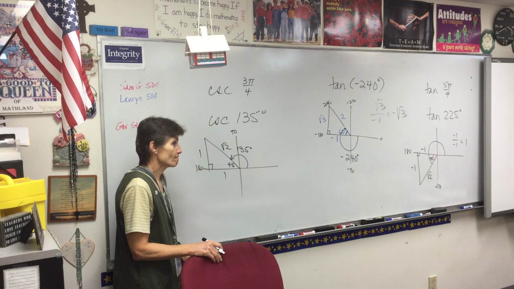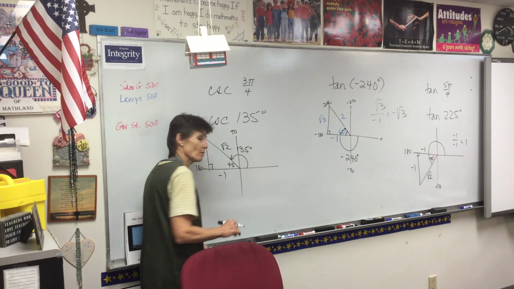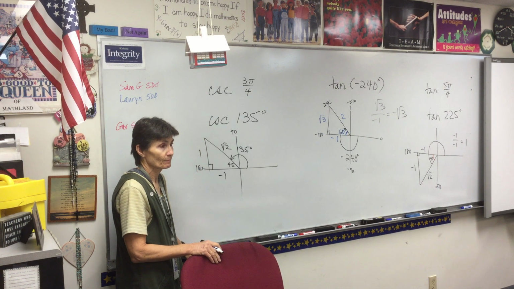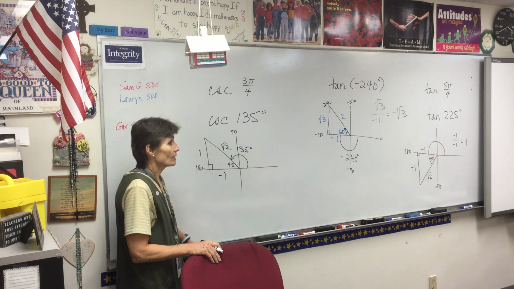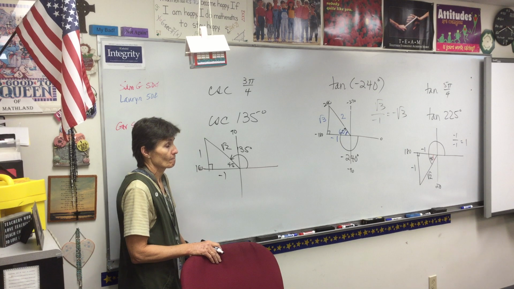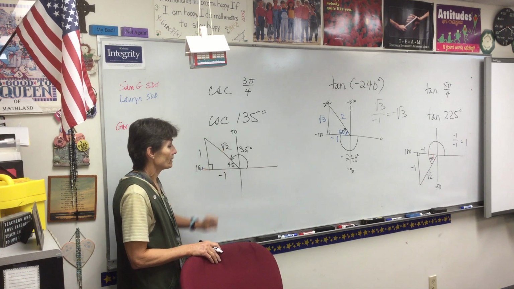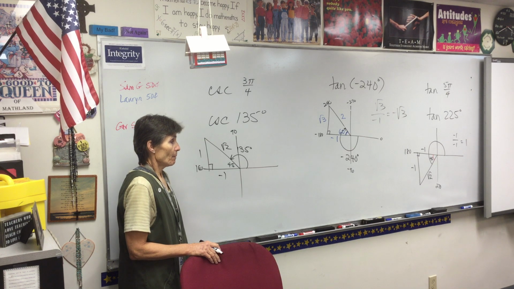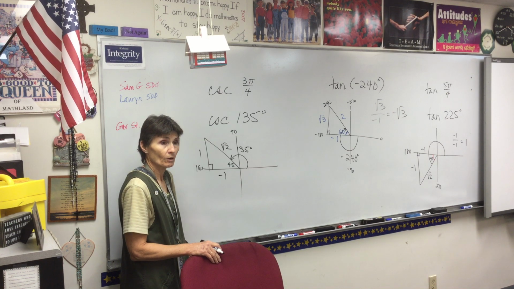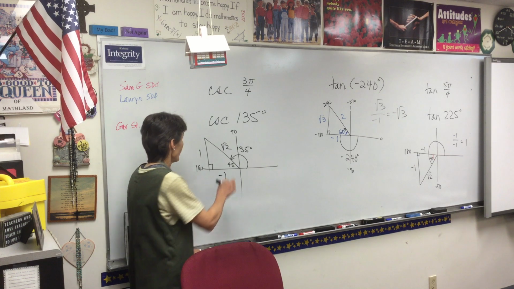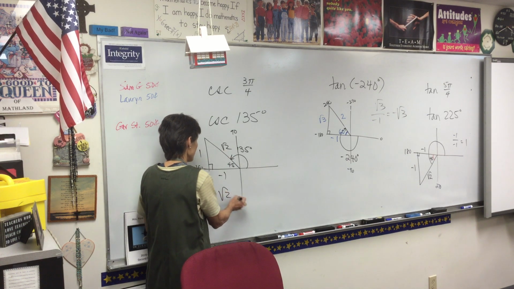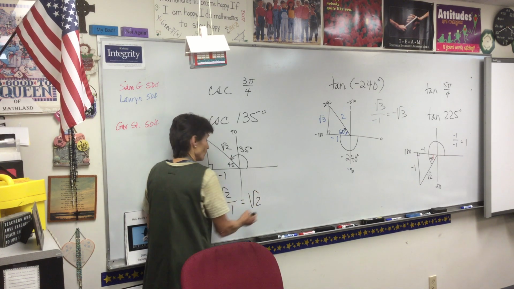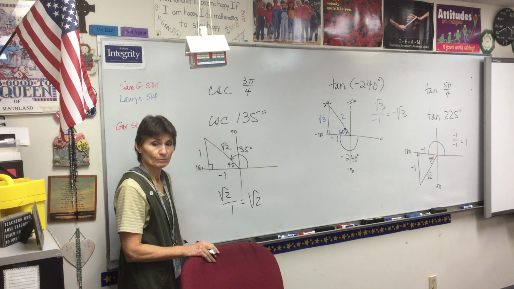Anything negative? The one on the bottom. Yep, that's your x value. That's negative. Cosecant. Got your triangle here. Cosecant is hypotenuse over opposite. So hypotenuse over opposite will be root 2 over 1, or just root 2.